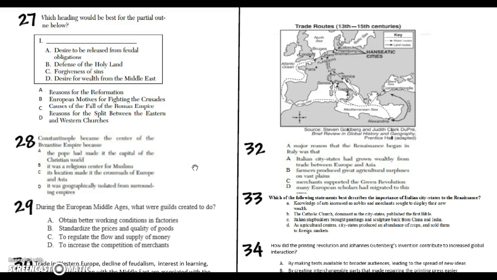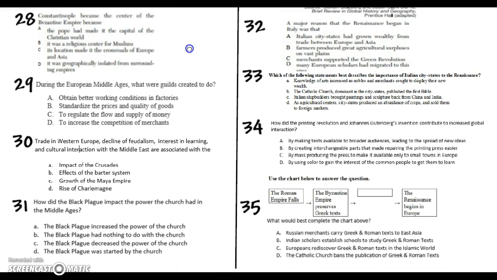28. Constantinople became the center of the Byzantine Empire because the Pope had made it the capital of the Christian world. It was a religious center for Muslims. Its location made it the crossroads of Europe and Asia. It was geographically isolated from its surrounding empires.